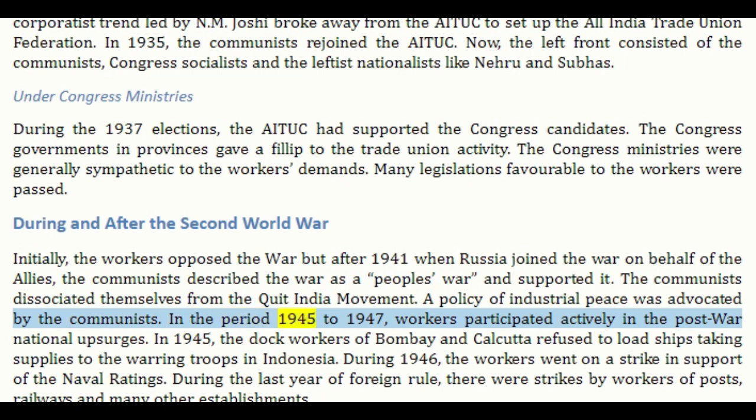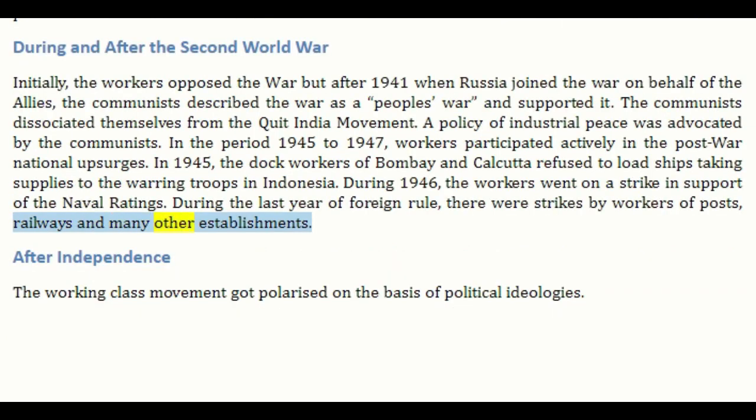In the period 1945 to 1947, workers participated actively in the post-war national upsurges. In 1945, the dock workers of Bombay and Calcutta refused to load ships taking supplies to the warring troops in Indonesia. During 1946, the workers went on a strike in support of the naval ratings. During the last year of foreign rule, there were strikes by workers of posts, railways and many other establishments.